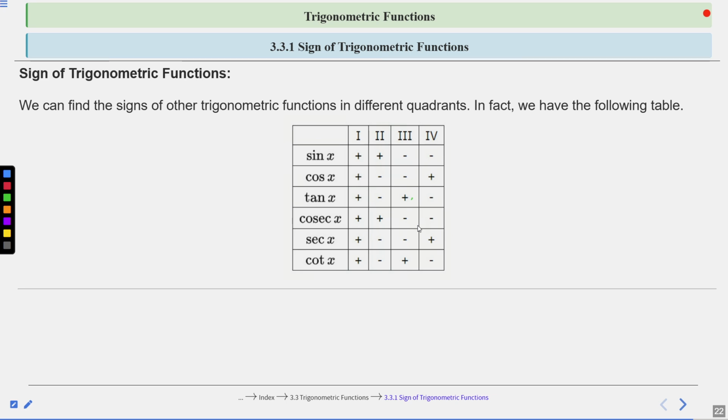Sec x is positive in the first quadrant. It is negative in the second quadrant. It is negative in the third quadrant, and it is positive in the fourth quadrant, right? For cot x, it is positive in the first quadrant. It is negative in the second quadrant. It is positive in the third quadrant, and it is negative in the fourth quadrant. Okay. So you need to remember these things also, right?